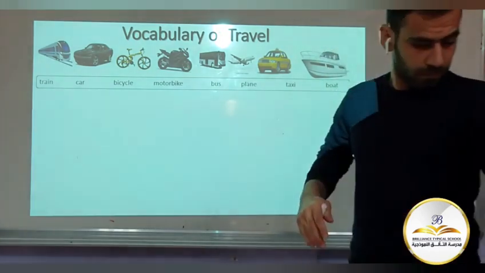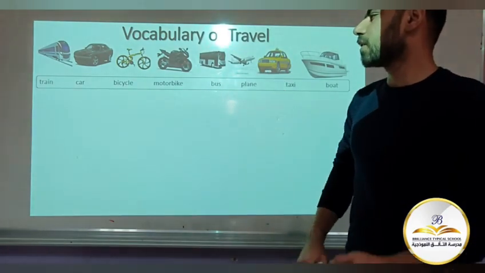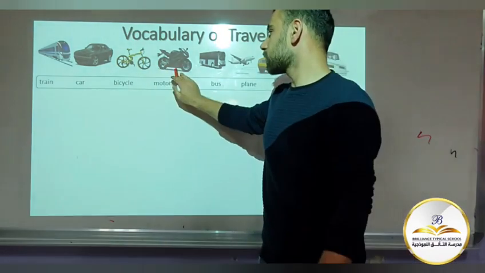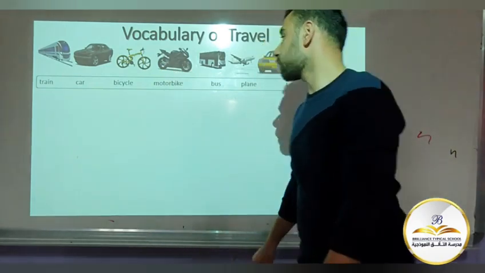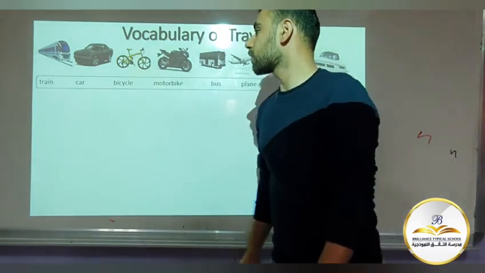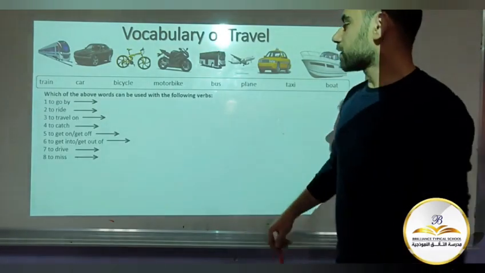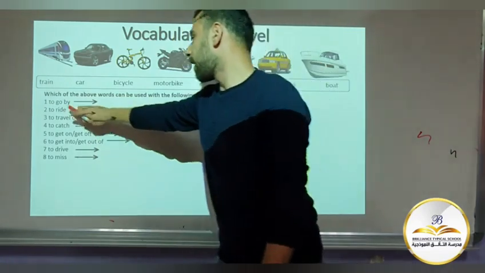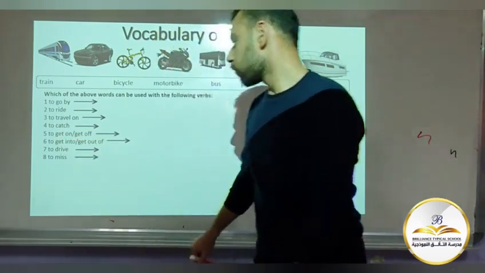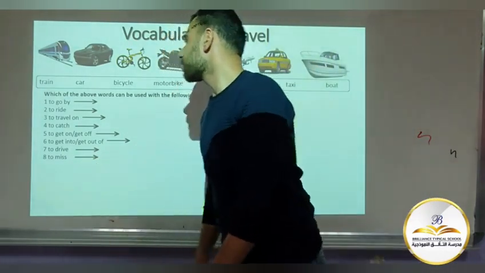Also these vehicles, sometimes we use with them different verbs. Maybe sometimes you say, "I ride a motorbike," but you won't say, "I drive a motorbike." And the same story applies here with the bicycle. So, now, take a look at these verbs. To go by, to ride, to travel on, to catch, to get on or get off, to get into or get out of, to drive and to miss.